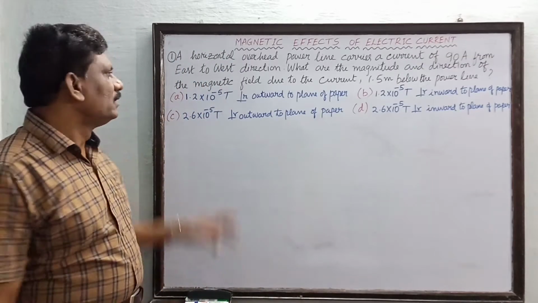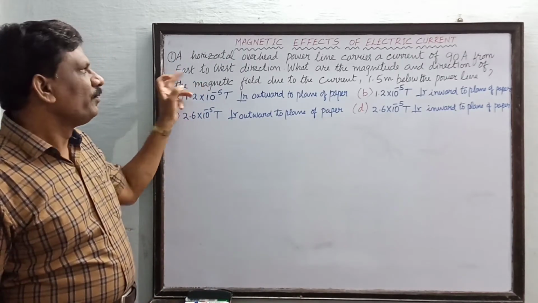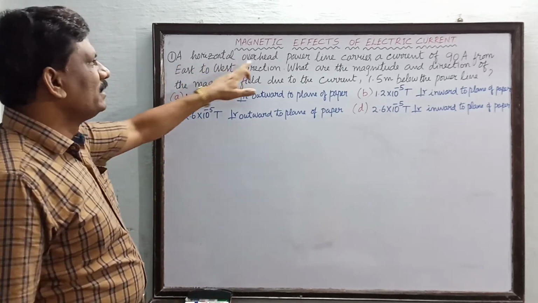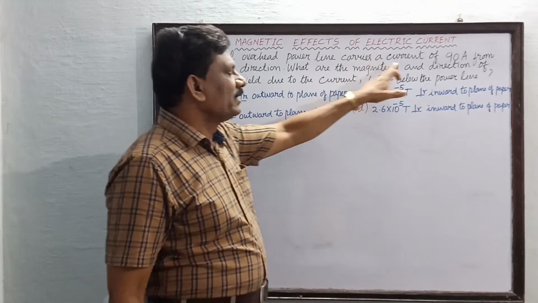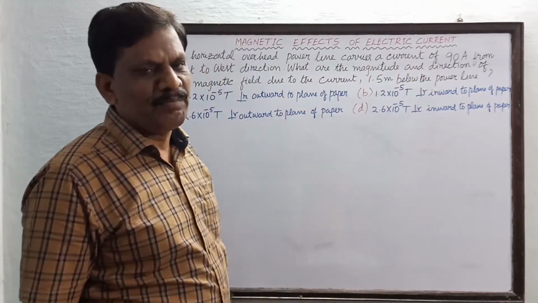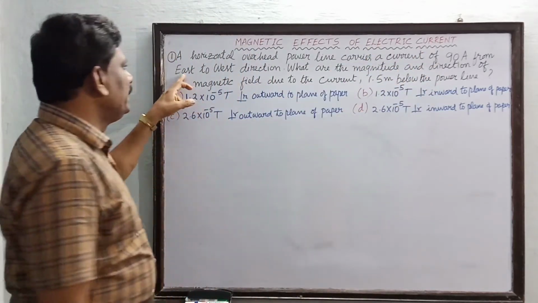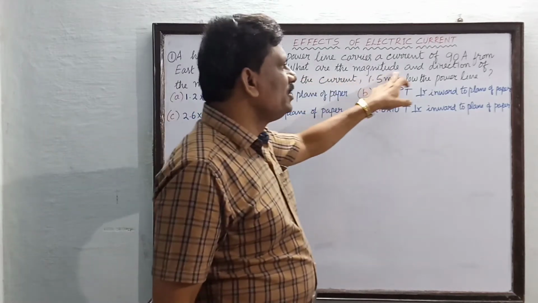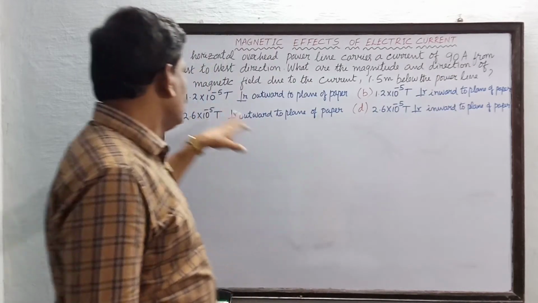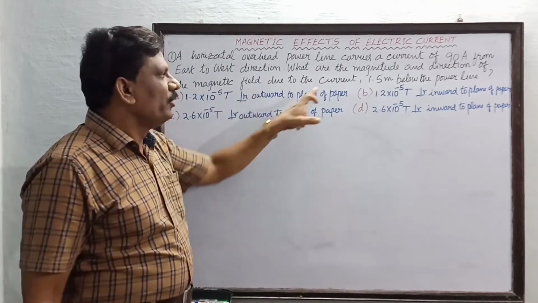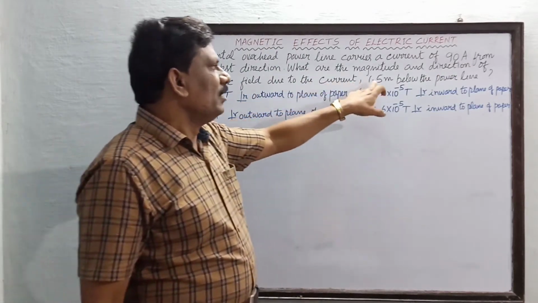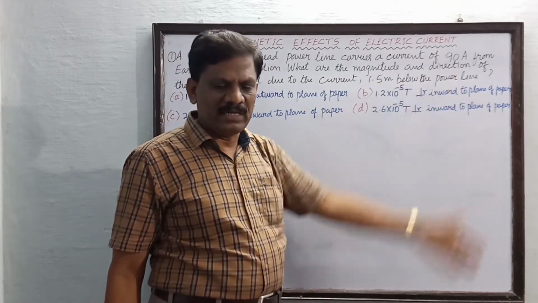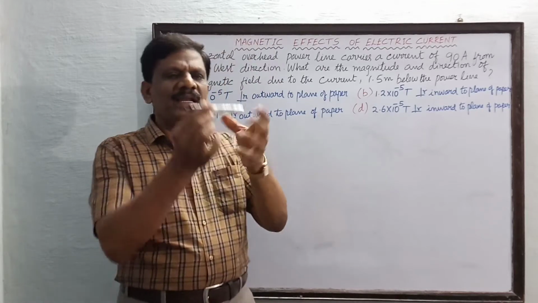Hi students, so this is the first MCQ in magnetic effects of electric current. A horizontal overhead power line carries a current of 90 ampere flowing from east to west direction. What are the magnitude and direction of the magnetic field due to the current at a distance 1.5 meter below the power line? So imagine there is a power line like this.